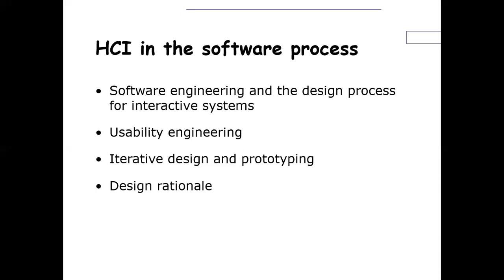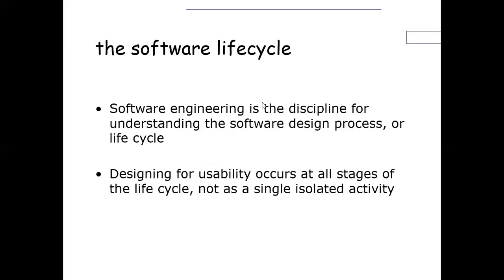This software process involves the following subtopics: software engineering and the design process for interactive systems. Next, we'll see usability engineering in the software process, iterative design and prototyping, and finally we conclude with design rationale. Let us see the software life cycle.